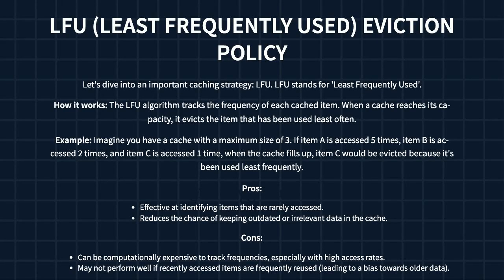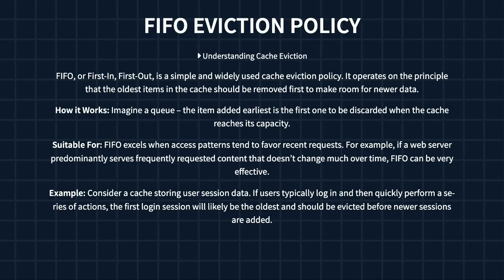Okay, so let's talk about LFU, least frequently used. It's a way of deciding which items to remove from your cache when it's getting full. Basically, the algorithm keeps track of how often each item is accessed. When the cache is at its limit, it kicks out the item that's been used the least number of times. Think of it like this: if item A gets hit 5 times, item B only gets hit twice, and item C just once, then item C would be the first one to go. It's a good strategy for getting rid of rarely accessed data, but keeping track of those frequencies can add some overhead.